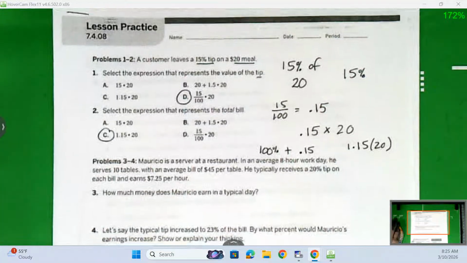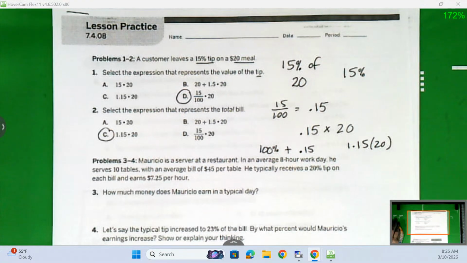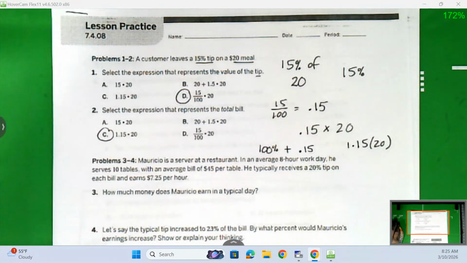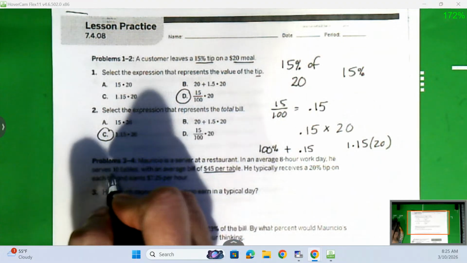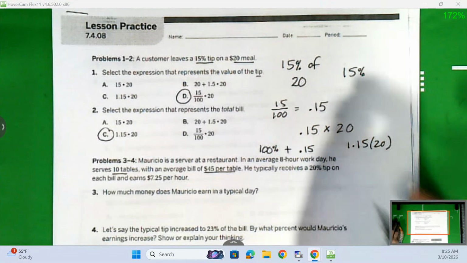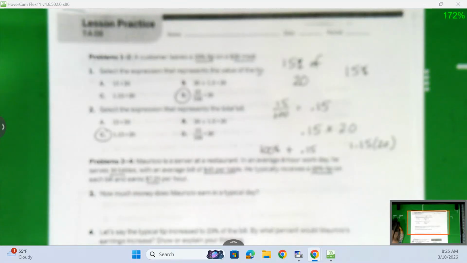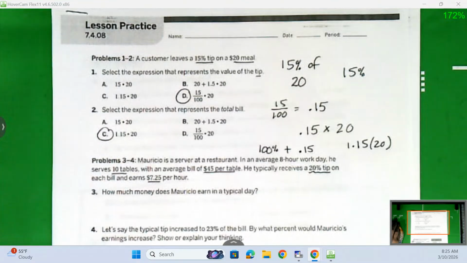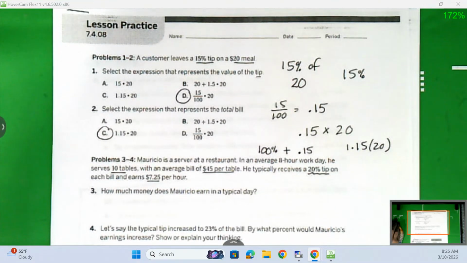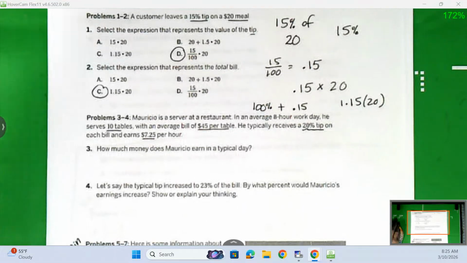Okay, in problems 3 and 4, we have Mauricio is a server at a restaurant. In an average 8-hour workday, he serves 10 tables with an average bill of $45 per table. He typically receives 20% tip on each bill and earns $7.25 an hour. So, how much money does Mauricio earn in a typical day?